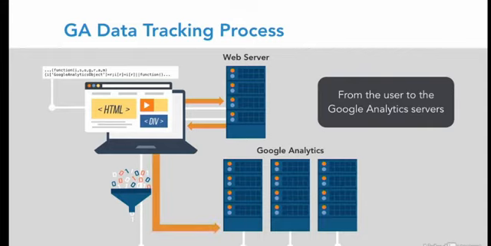As the user continues their journey across your site, that little tracking tag continues to collect data on the actions that they take, and this sends this information over to Google Analytics servers. It's here in these powerful data centers where Google processes all of this raw data about your user.